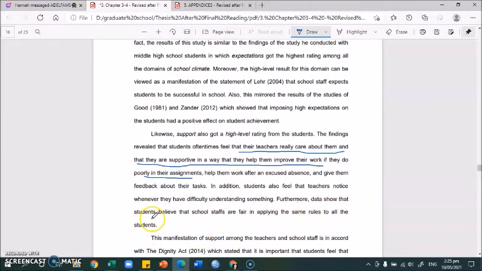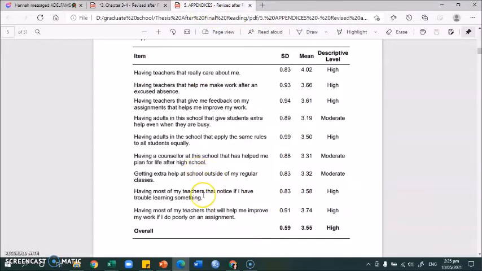Furthermore, data also show that students believe that school staffs are fair in applying the same rules to all the students. So, saan yan? Dito, school staff. Ayan. So, having adults in the school that apply the same rules to all students equally. Okay. So, notice, yung mga moderate, hindi na sinali yun. Okay? Kasi hindi naman ito sinali dun sa chapter 3. Ang mga sinali, ito yung mga high. Okay? Yung may mga high lang.